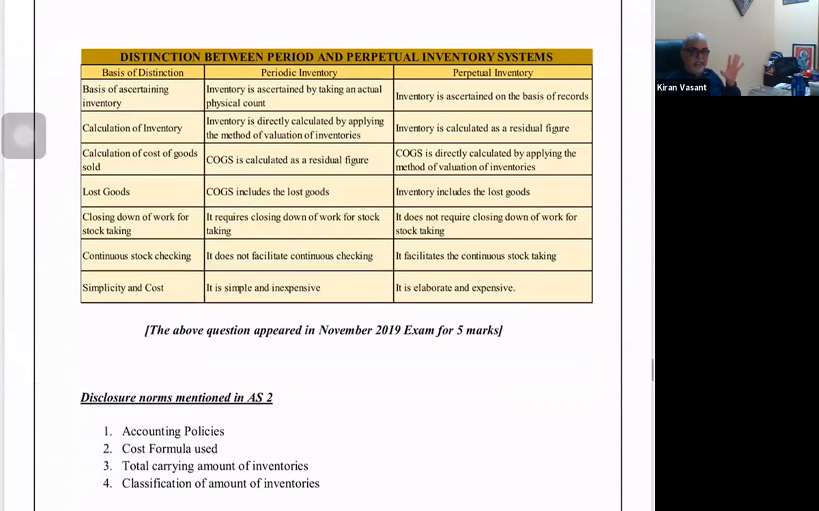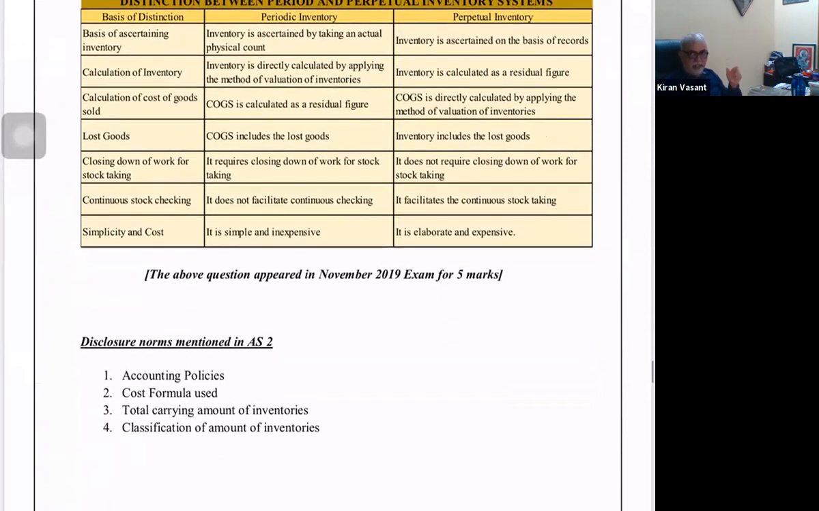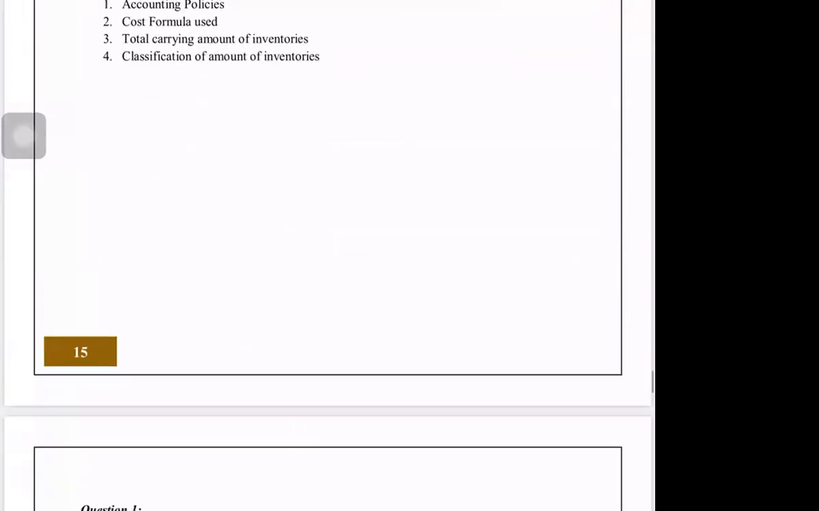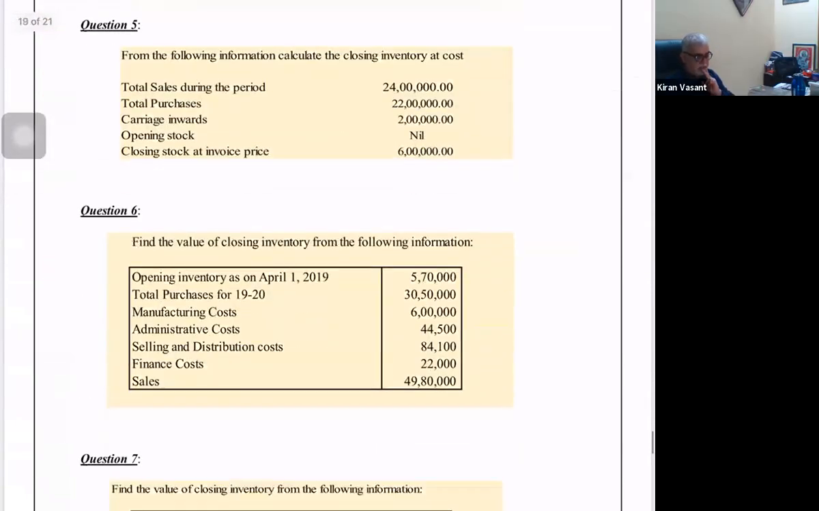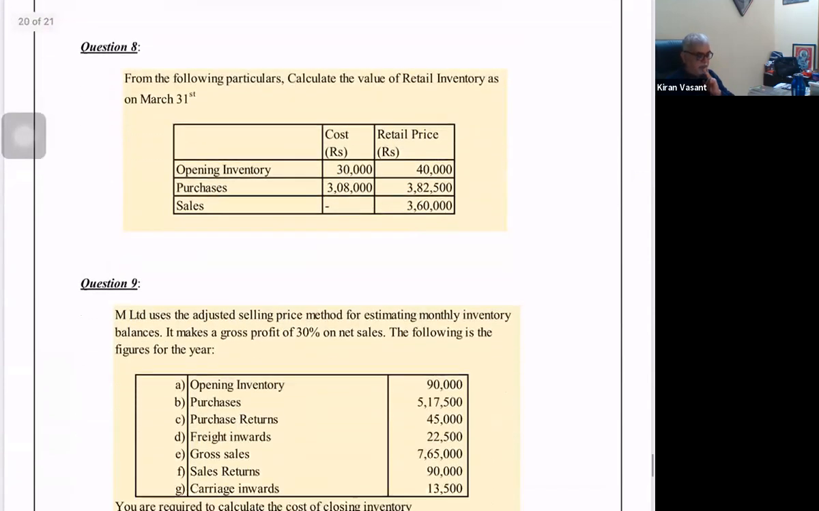The accounting standard disclosure norms are four. One, you should mention the accounting policies adopted while valuing the inventory. What is the cost formula used to find out the cost of the inventory? What is the total carrying amount of the inventories with the classification of the inventories? This is what is required as far as disclosing in your financial statements is concerned. Now there is one question which I would like you to pay attention to, on the specific identification method.